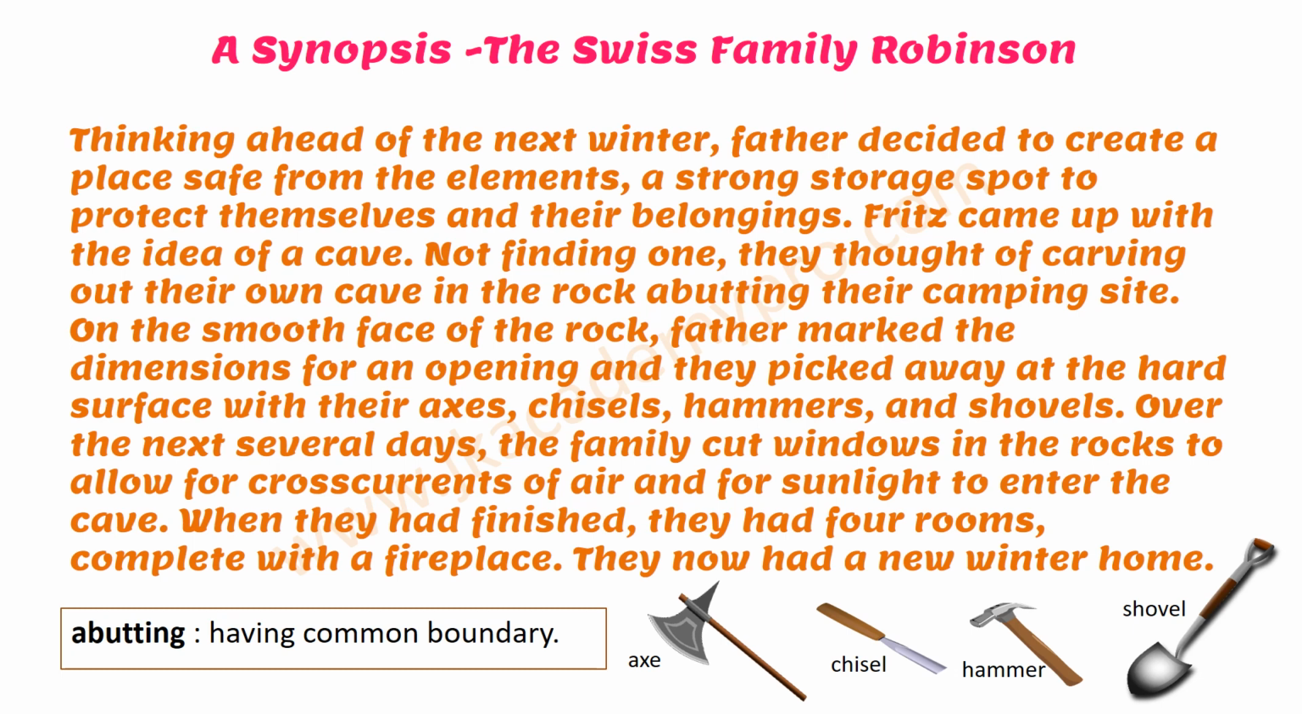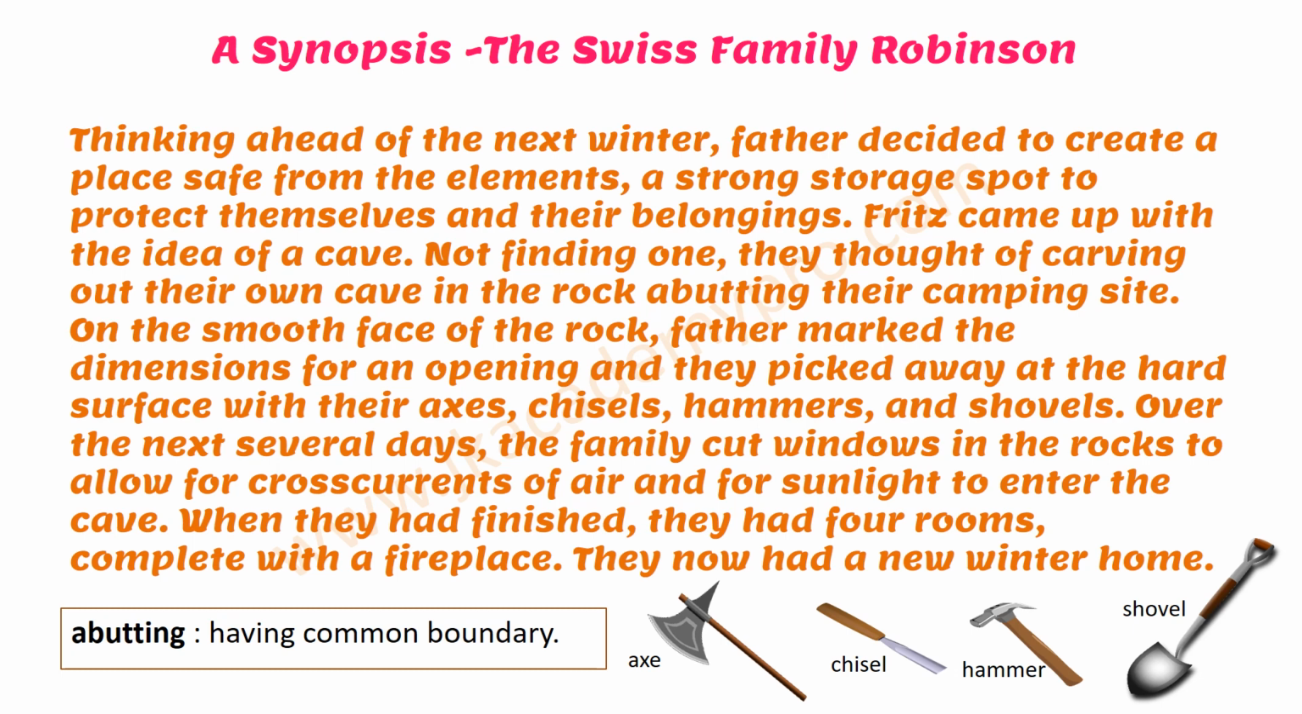for it. Fritz came up with the idea of a cave. So Fritz said, what if we go and live in a cave? Okay, it's going to be very well protected. Not finding one, they thought of carving out their own cave in the rock. So they did not find any cave over there. So they found a big, huge rock. So they said, okay, let's make a cave out of this rock.